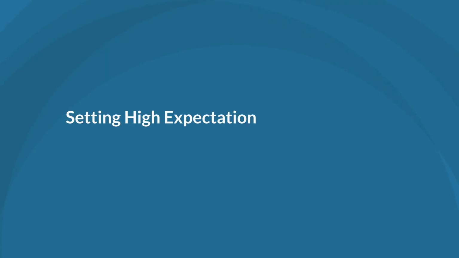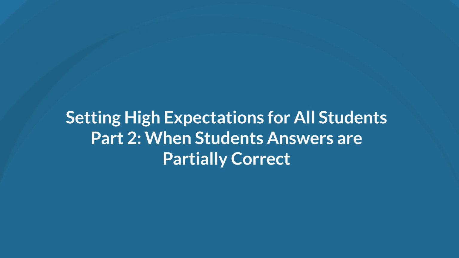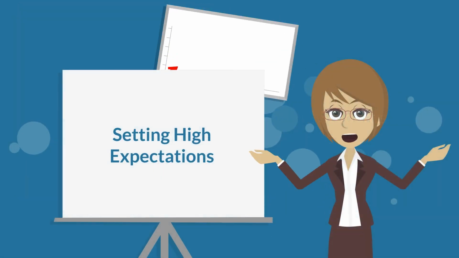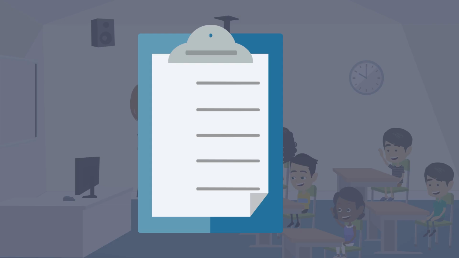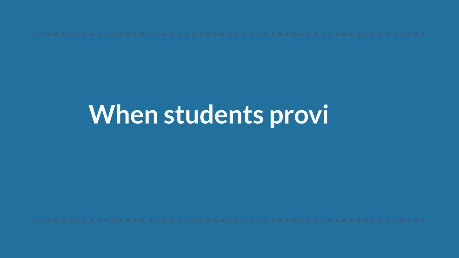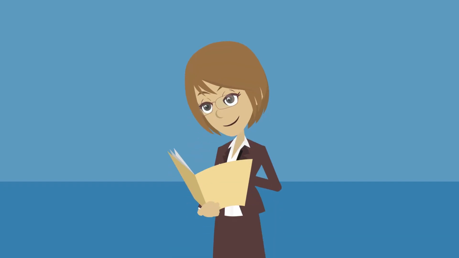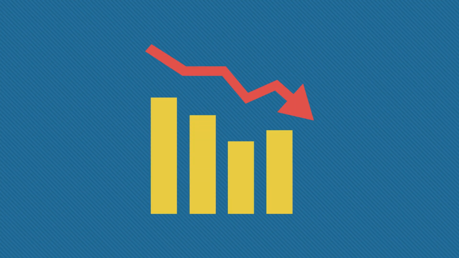Setting high expectations for all students. Part 2, when students' answers are partially correct. Setting high expectations involves demanding 100% correct answers from students. When students provide partial answers, teachers often fill in the gaps, but this risks setting low standards and fostering dependency.